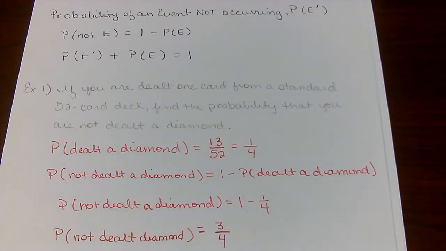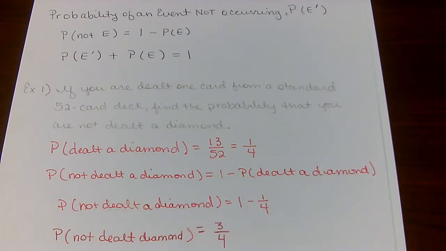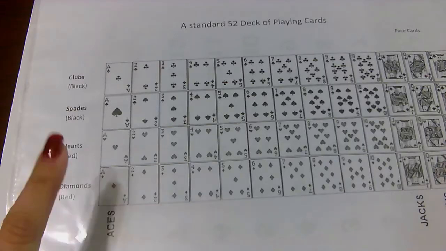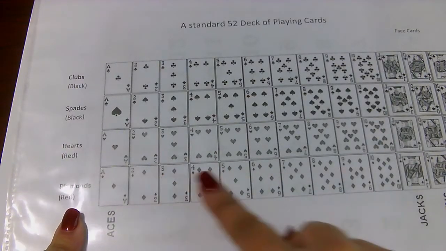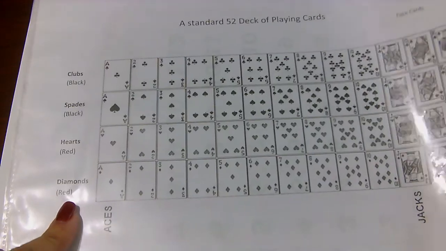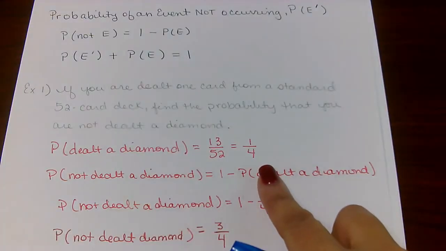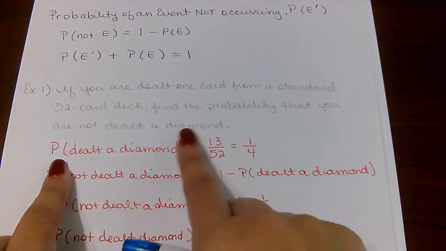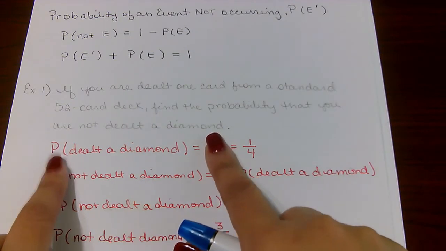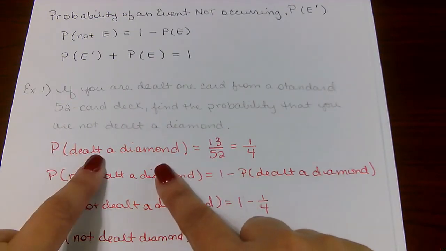Let's look at this example here. It says, if you are dealt one card from a standard 52 deck, find the probability that you are not dealt a diamond. So here's my list. Diamonds are right here, which are 13 cards. So if I'm going to be figuring out the probability you're not dealt a diamond, let's find out the probability of being dealt a diamond.